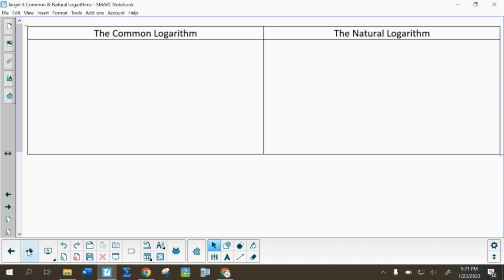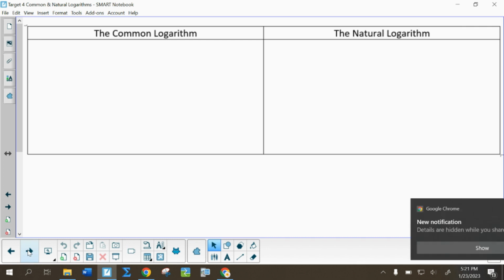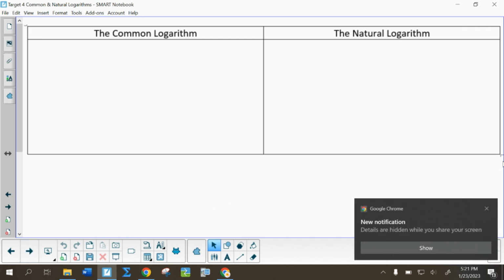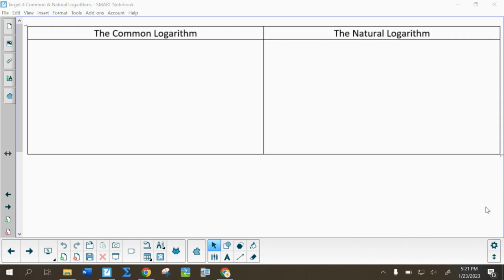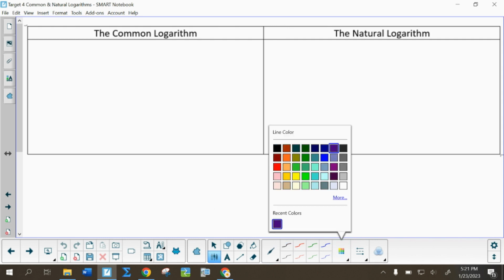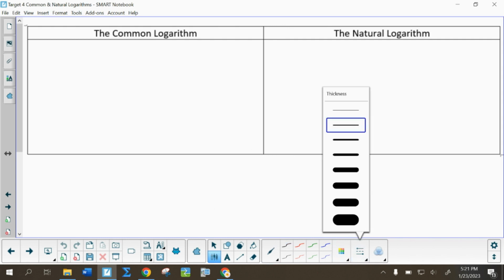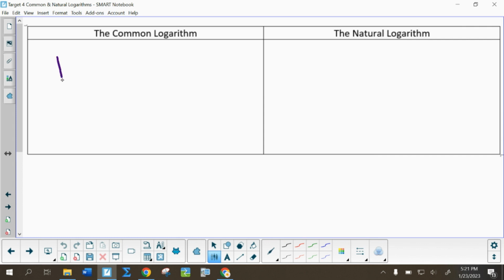All right, so today we're talking about two additional versions of the logarithm. We've got the common logarithm and the natural logarithm. The common logarithm is basically when you have a base of 10. So a common logarithm would be something like log base 10 of, let's say, x equals y.